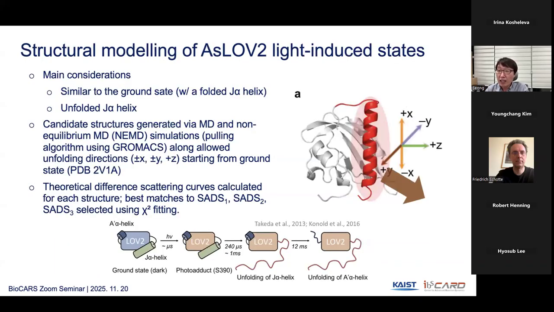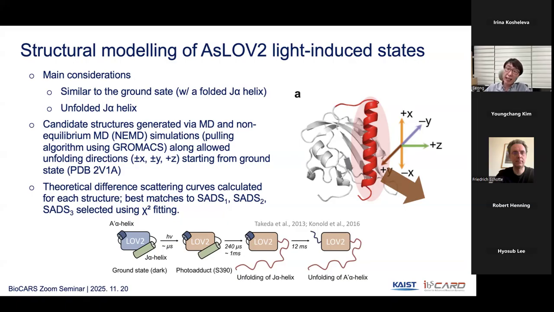Next, we turn to the structural modeling of the LOV2 light-induced state. Our main consideration was as follows. The earliest intermediate resembled the ground state with a folded J-alpha helix, while the later intermediate involved an unfolded J-alpha helix, as reported in spectroscopic studies. To explore the possible conformations, we generated candidate structures using molecular dynamics and non-equilibrium molecular dynamics, allowing unfolding of the J-alpha helix along the X, Y, and Z directions from the ground state structures.